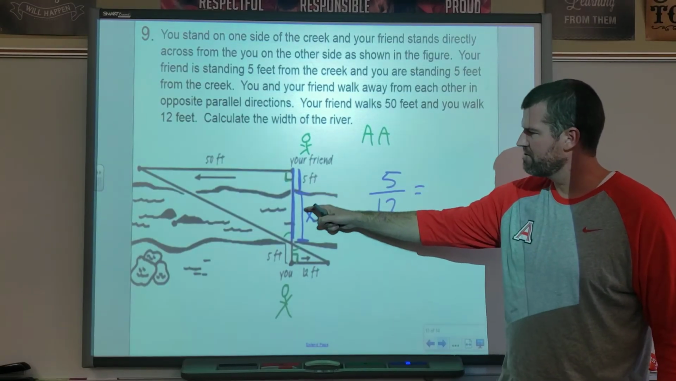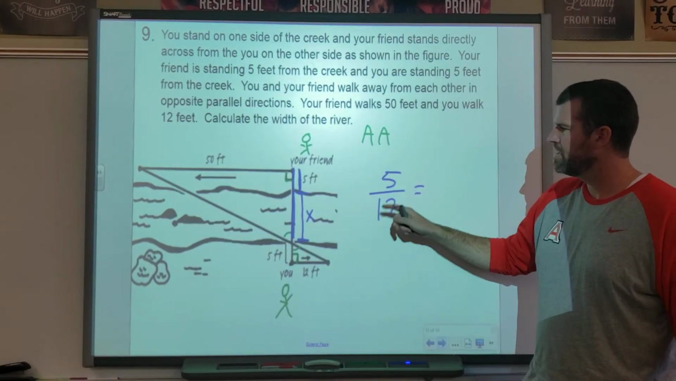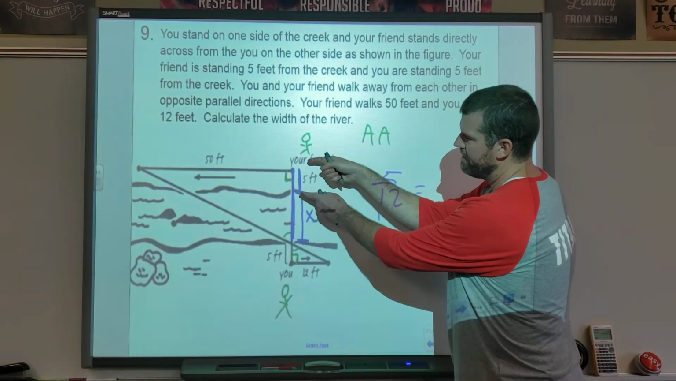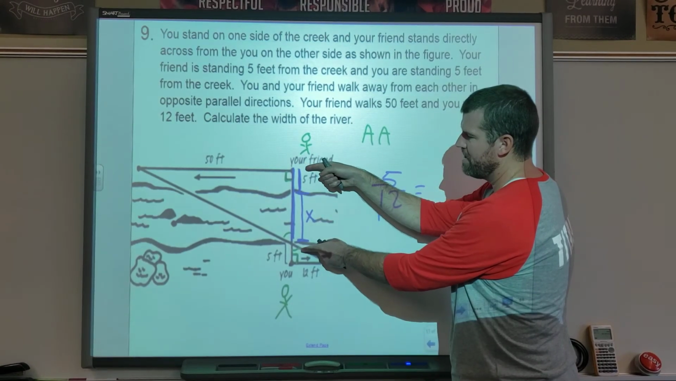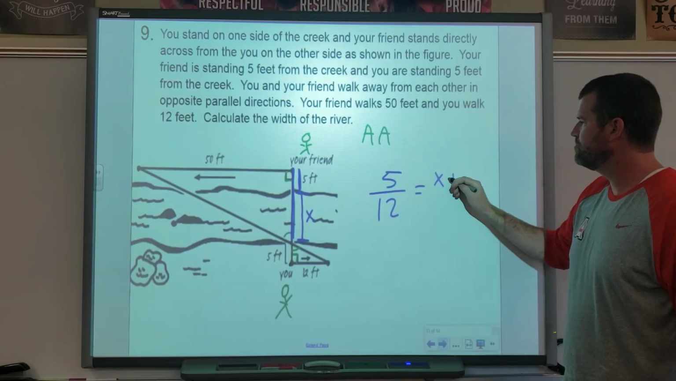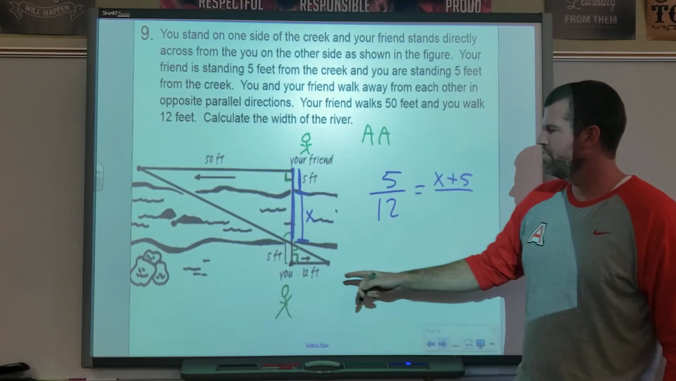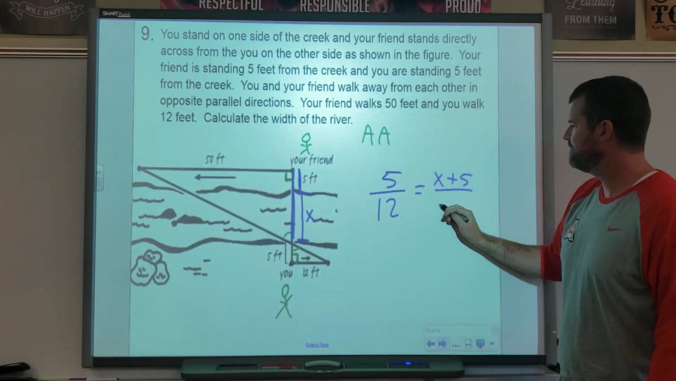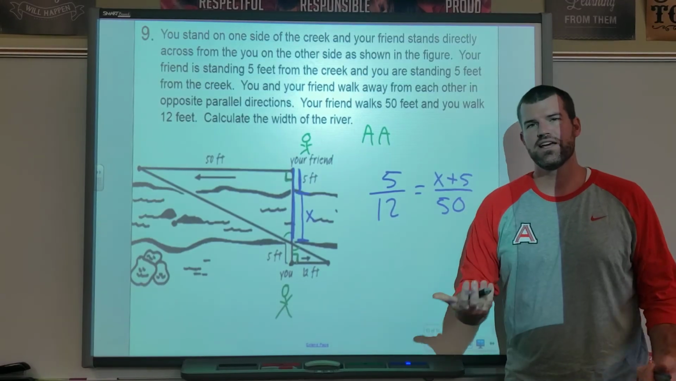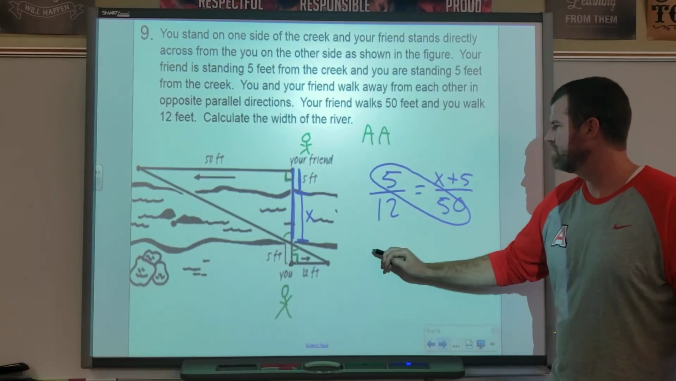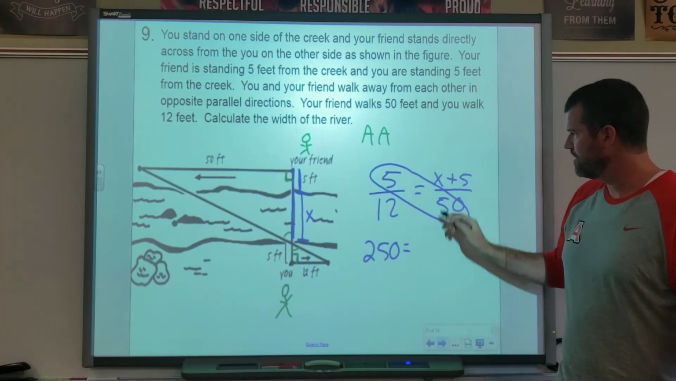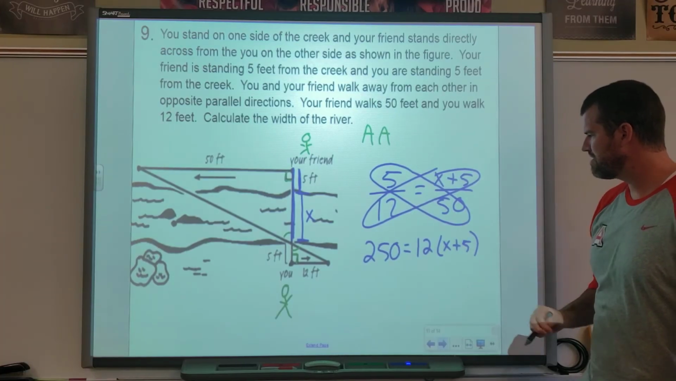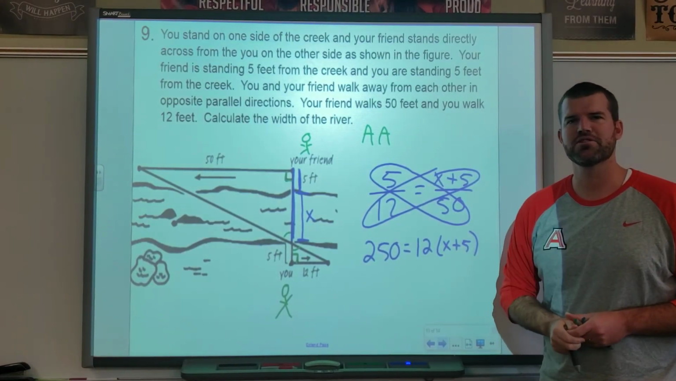But if I want to label this whole side, right, because 5 was the whole side here, now I need to find the whole length of this side. Well, x is not the whole side, right? 5 is not the whole side, but together, if I add them, I do get that whole side. And then the 12 was my kind of longer leg, right? So that goes with this right here, 50 feet. And now we can go ahead and solve. 5 times 50, and then 12 times x plus 5. And just to make sure we're doing okay with this, go ahead and solve the rest of this equation.